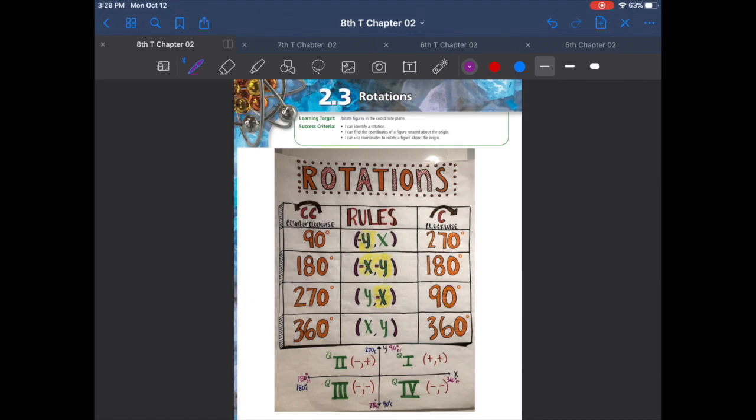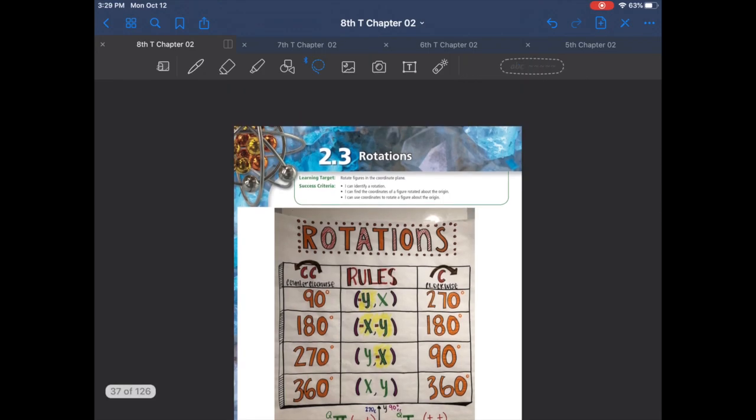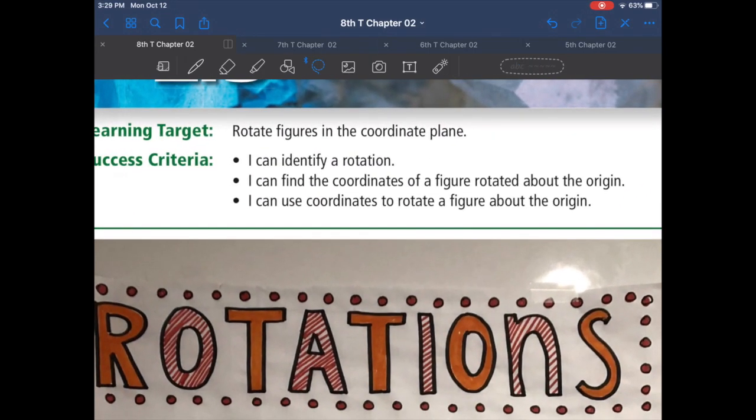Hello everybody, we are now on chapter 2.3, rotations. In this lesson, you will be able to rotate a figure in the coordinate plane. You'll be able to identify a rotation, and then you will also be able to find coordinates of a figure that's been rotated and use coordinates to rotate a figure.